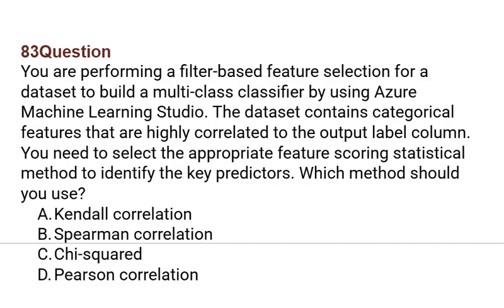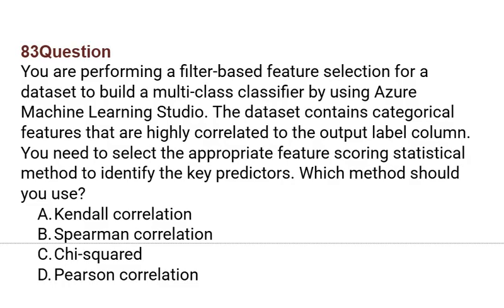Question is you are performing a filter-based feature selection for a dataset to build a multi-class classifier by using Azure Machine Learning Studio. The dataset contains categorical features that are highly correlated to the output label column. You need to select the appropriate feature scoring statistical method to identify the key predictors. Which method should you use?